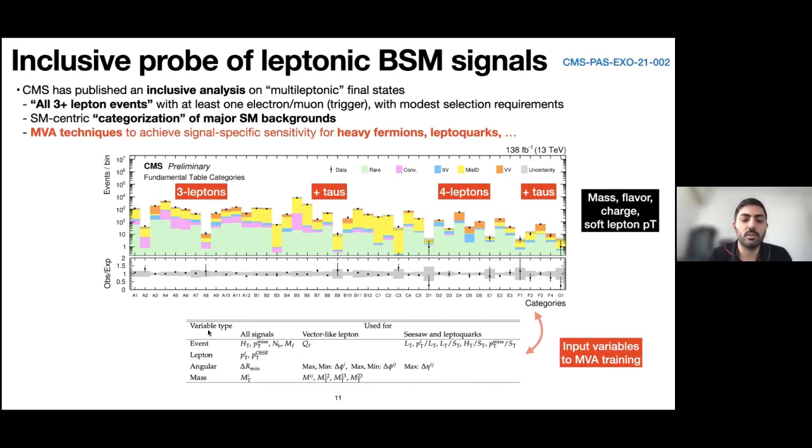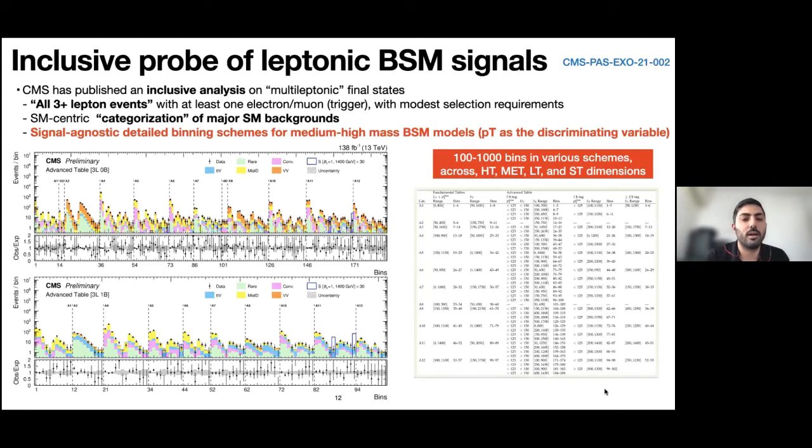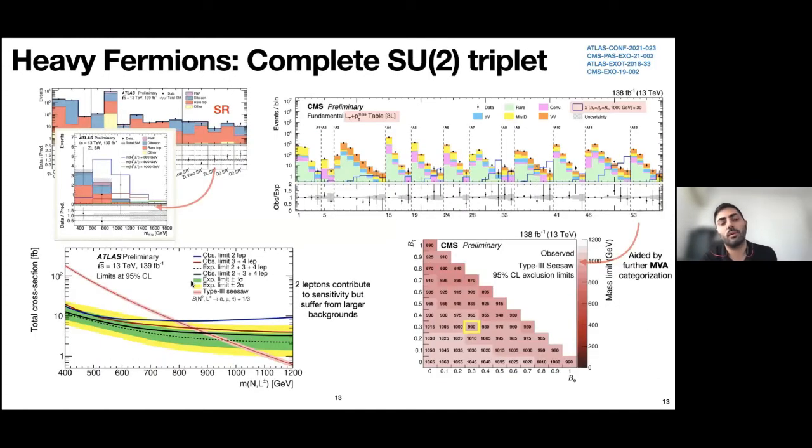Various additional variables are used as input to the MVA training, as given in the table below. Of course, if you don't believe in MVA, let's say if you're a skeptic, similar sensitivity can be achieved, and indeed the search goes on to do that, providing signal-agnostic binning schemes, which are illustrated on the left-hand side. I don't expect you to go over all these bins, but it gives you a sense of how the phase space is split and looked at in hundreds and thousands of bins and orthogonal regions in various schemes with high and medium HT, LT, and ST. With this technology, we can go ahead and look for these heavy fermions in type 3 Seesaw. The CMS analysis sets the most stringent limits on type 3 Seesaw decaying into any kind of lepton flavor, which is indicated by this flavor triangle in red at the bottom right.